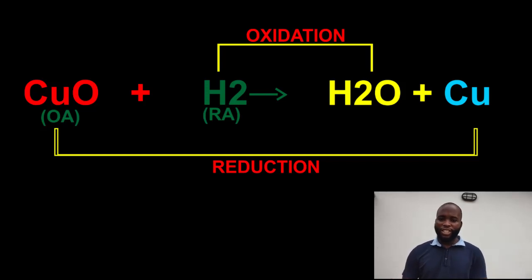While copper oxide is undergoing reduction. So as it's undergoing reduction, it's acting as an oxidizing agent. As hydrogen is undergoing oxidation, it's acting as a reducing agent. Because if you look at the right hand side of the equation, hydrogen has gained oxygen, which means that hydrogen is undergoing oxidation. What is oxidation? Gain of oxygen.